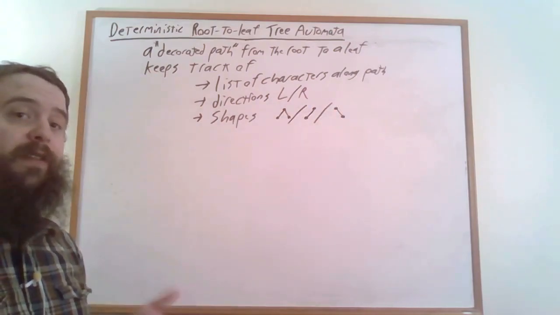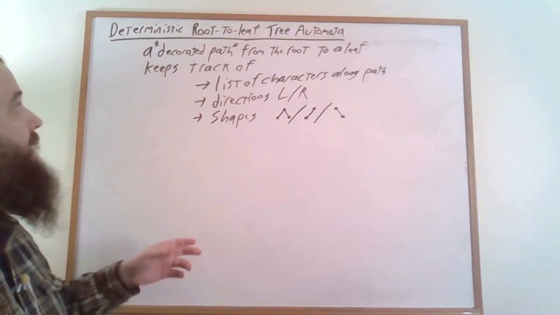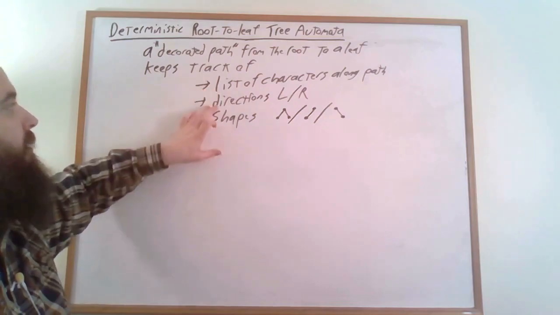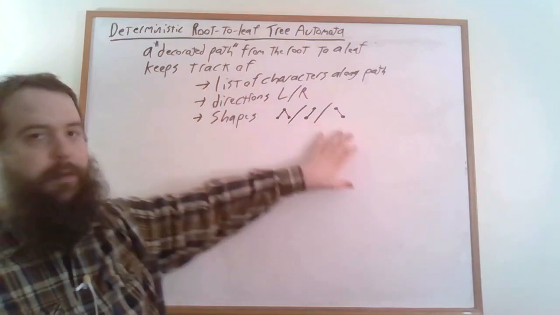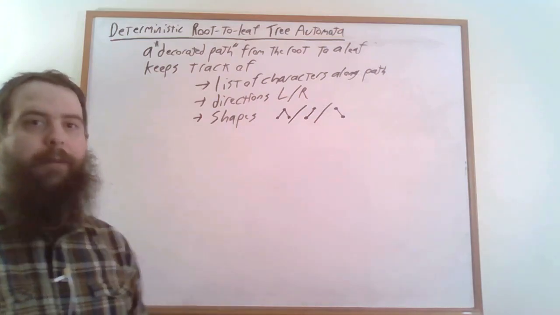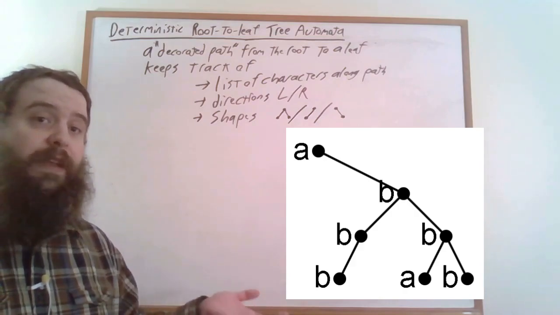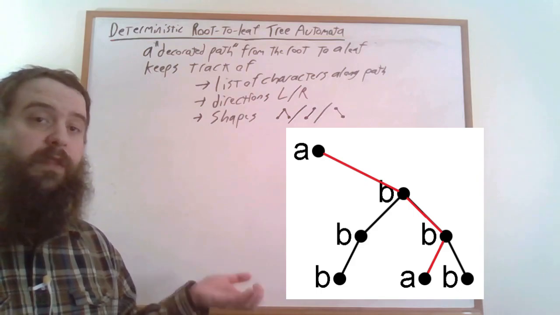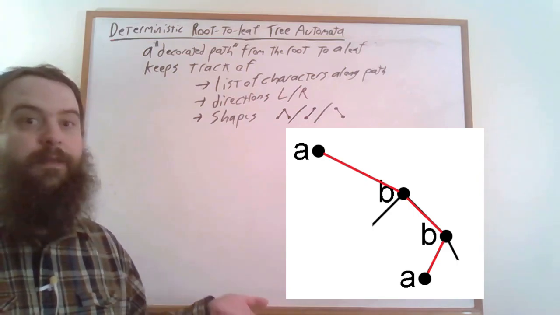So I'm going to call this information altogether a decorated path. It's going to contain the list of the characters along the path, the directions that we go along the path, and the shapes that we wind up seeing as we go along that path. And so, for instance, when we're looking at this labeled tree here, if we want the decorated path for this path from the root to the leaf, we can present this information like this.